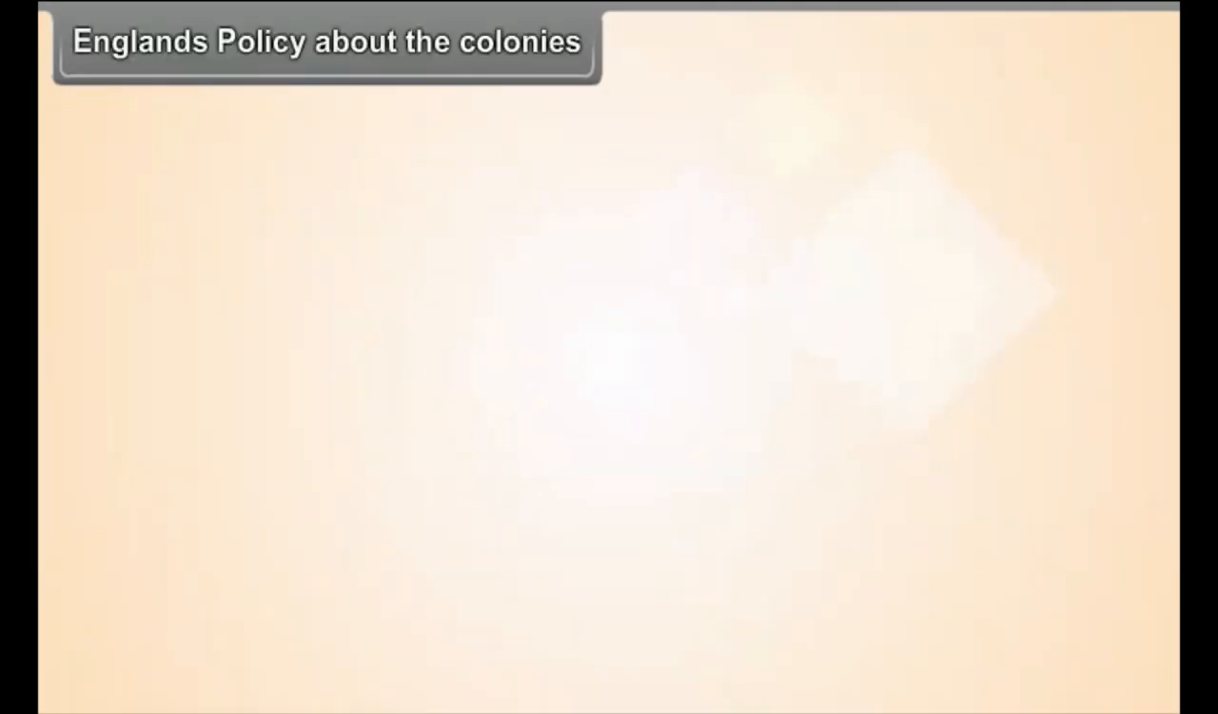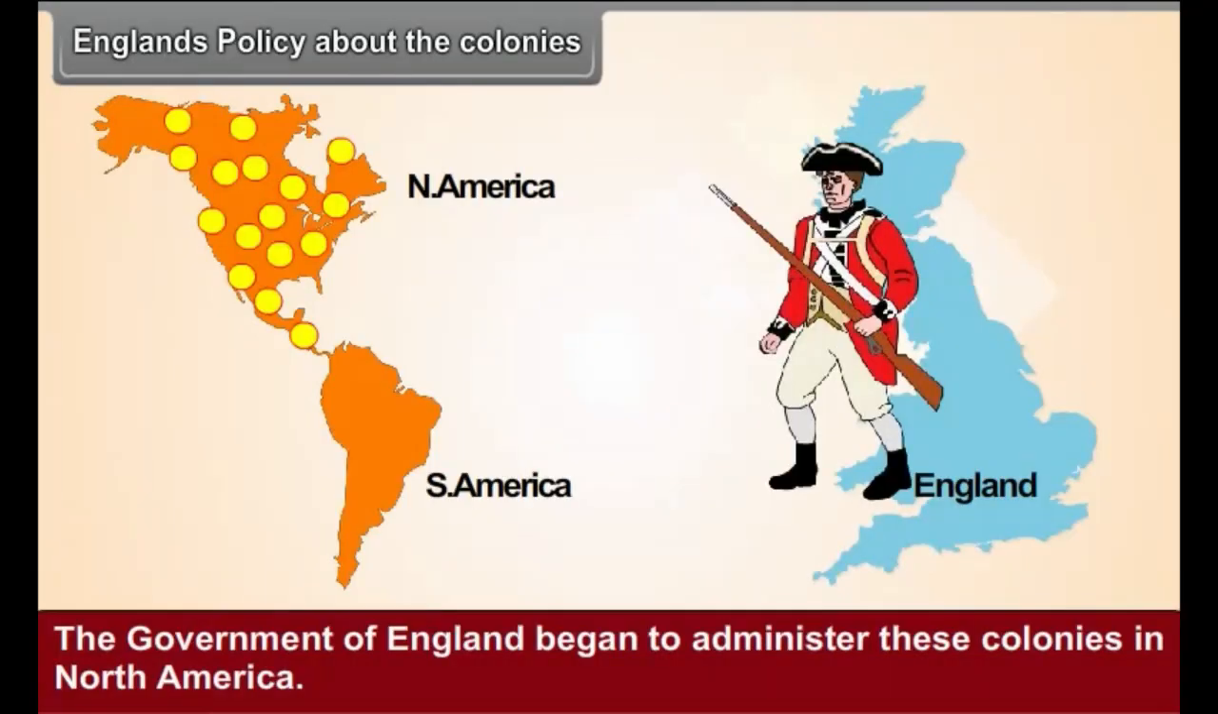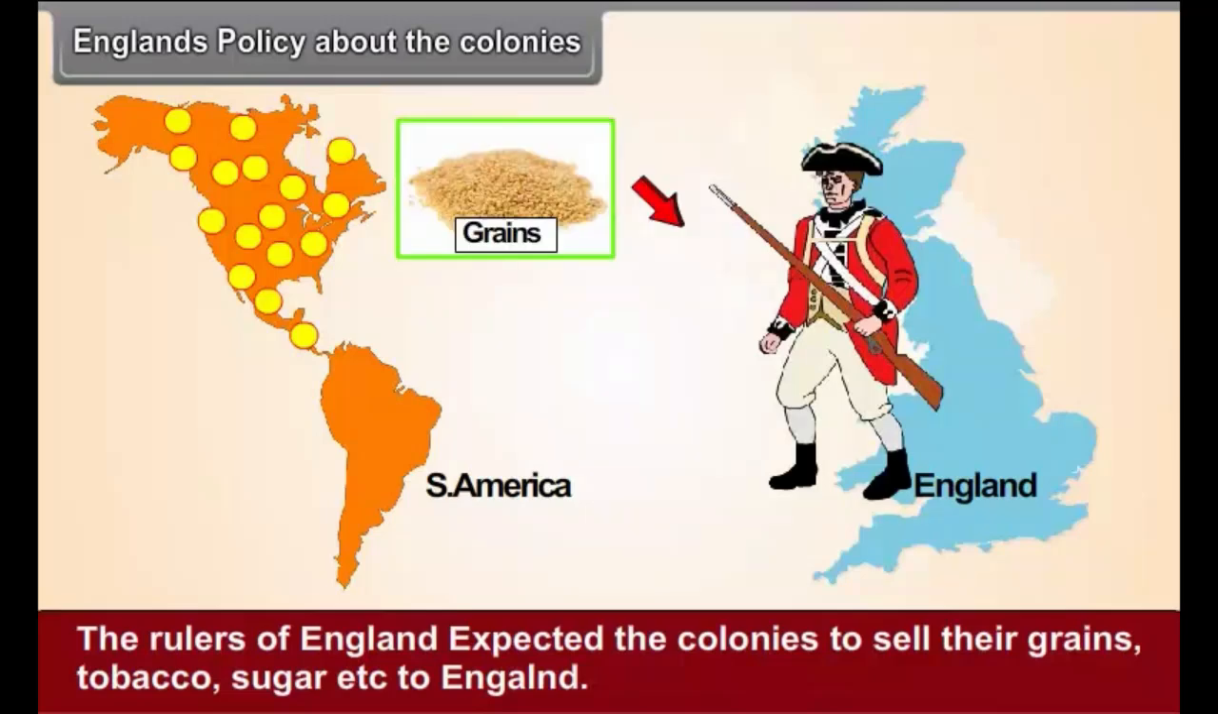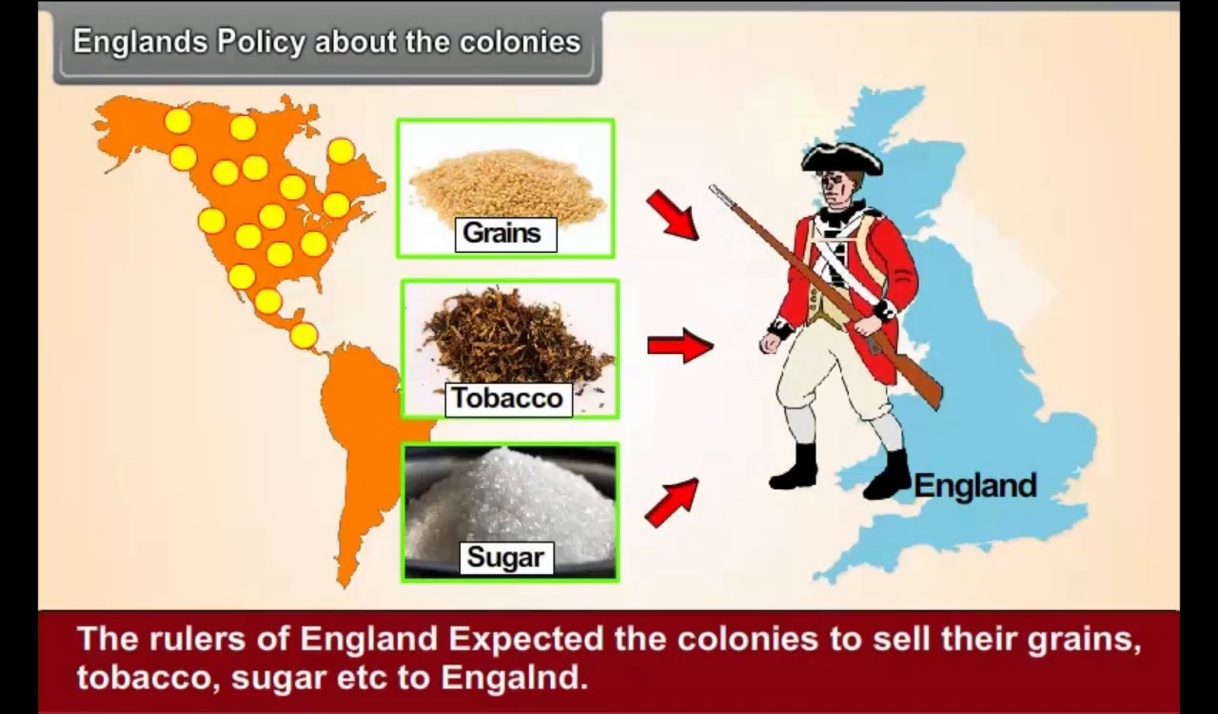England's policy about the colonies. The government of England began to administer these colonies in North America. The rulers of England expected the colonies to sell their grains, tobacco, sugar, etc. to England. The colonies in America were forbidden to produce any goods which could compete with the British goods. England levied duties in the colonies on goods such as tea and sugar.